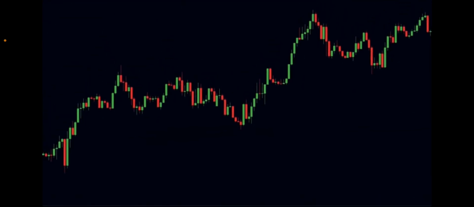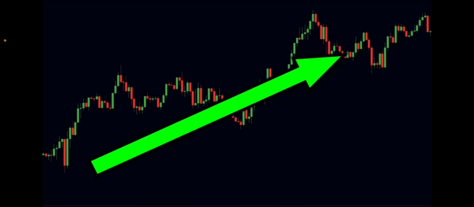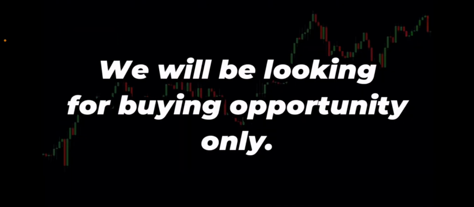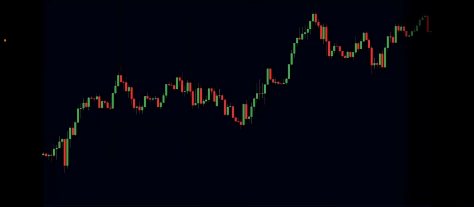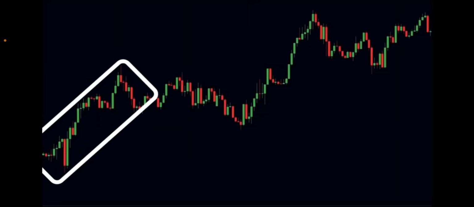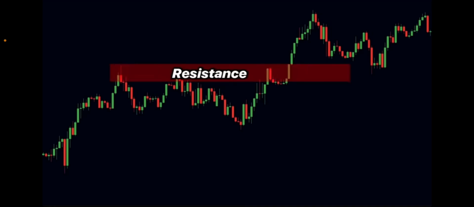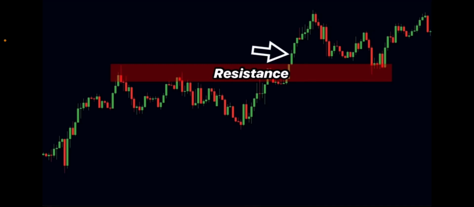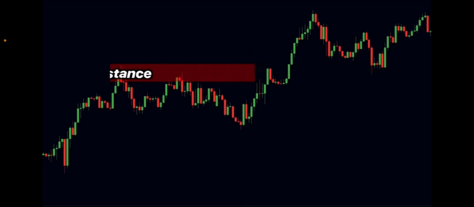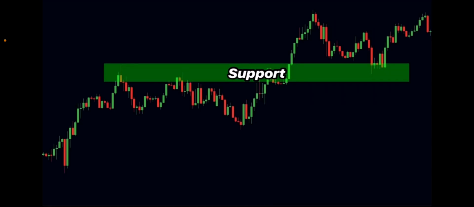For instance, look at this chart. Here we see that the price was in an uptrend as it was making huge moves upwards. So we are looking for buying opportunities only. But first, we see that the price made a strong move here, and then it found resistance around this price area 3 times. Therefore, we identify this price level as a resistance level. Finally, on the 4th attempt, the price actually breaks above the resistance and plots a new high. Therefore, this resistance level has now become a support level.